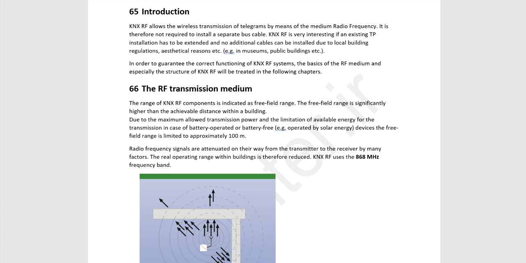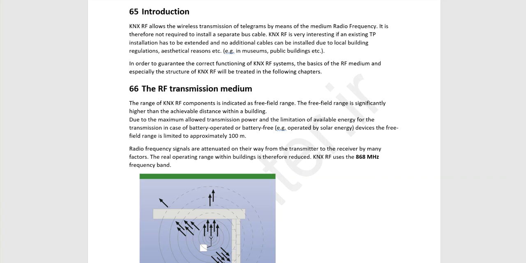Okay, so it is used to extend the TP installation where you cannot do the wiring again, so you use KNX RF to extend your system. In order to guarantee the correct functioning of a KNX RF system, the basics of the RF medium and especially the structure of KNX RF will be covered in this chapter. So we take a look at the fundamentals of radio frequency transmission in KNX.